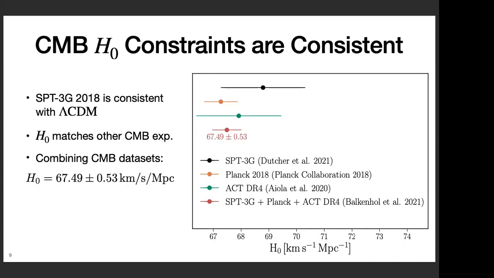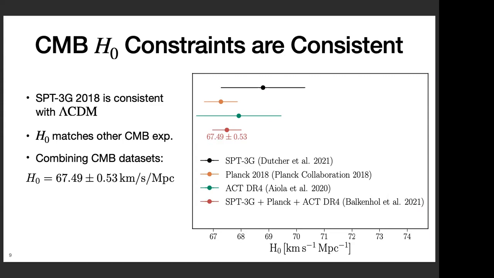For Lambda CDM, we find that our new SPT-3G 2018 data set is super consistent with it and really likes it as a model. The cosmological constraints are largely consistent with those of other contemporary CMB experiments, such as Planck. So let's cut to the interesting bit. Let's look at the constraint on the Hubble constant, so the expansion rate today. The result from SPT-3G alone is around 69 kilometers per second per megaparsec, which you can see in the plot given here as the top data point in black.